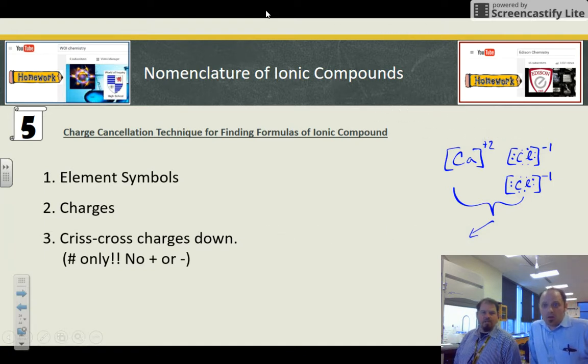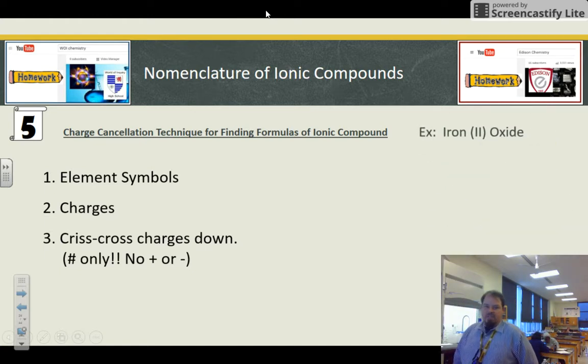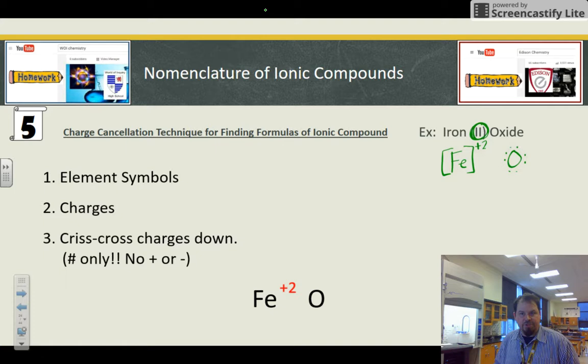Okay, I think we've got one polyatomic. Iron 2 oxide. Nope, it's not, but it's even better. I see iron, and I have oxygen. Now I need to know the charge on iron. It could be +2 or +3. In this case, I know it's +2 because the Roman numeral told me so. The Roman numeral is the charge.